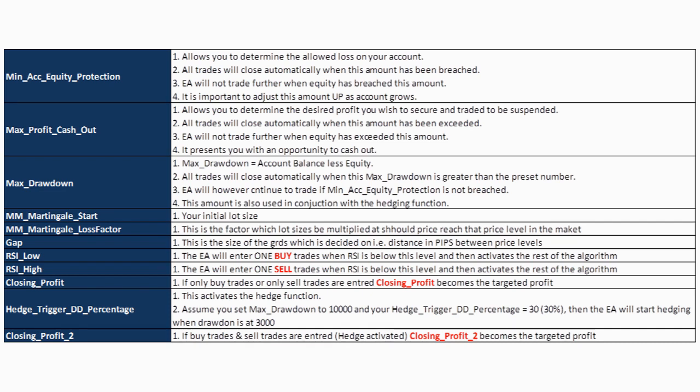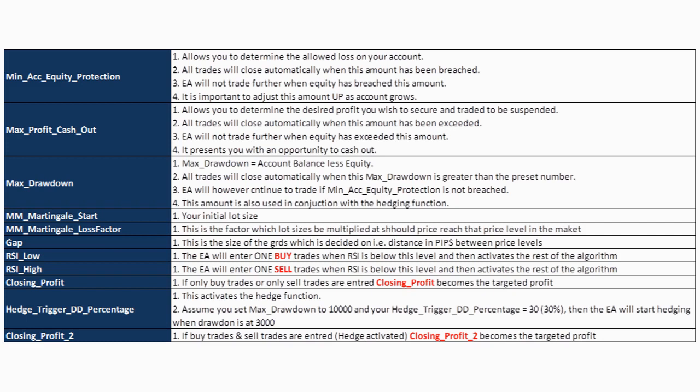Let's say your account moves to $12,000, you adjust your minimum equity to $11,000. So you continuously shift this amount as the account grows, which means you are then trading risk free because you are trading with the profits rather than your initial investment.